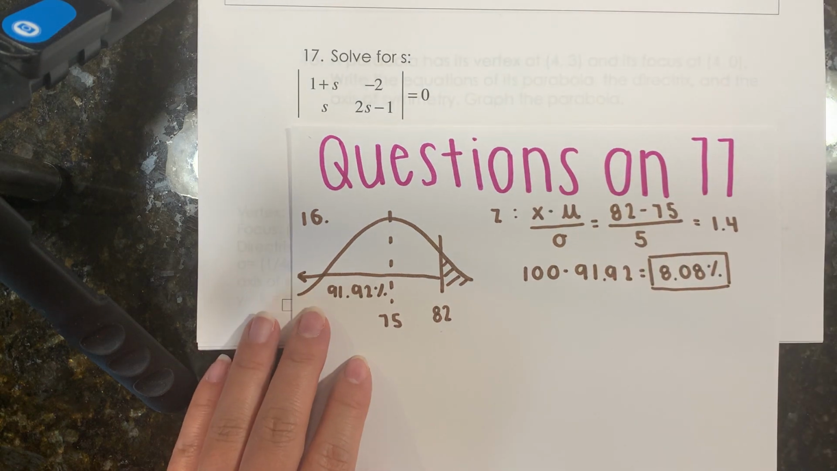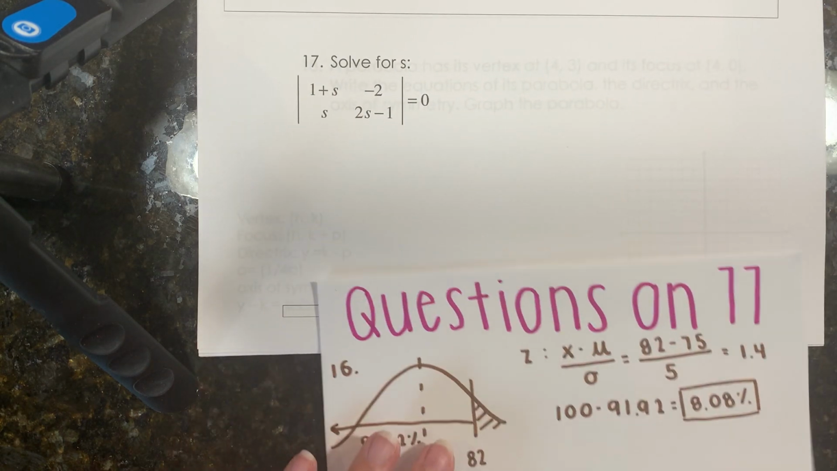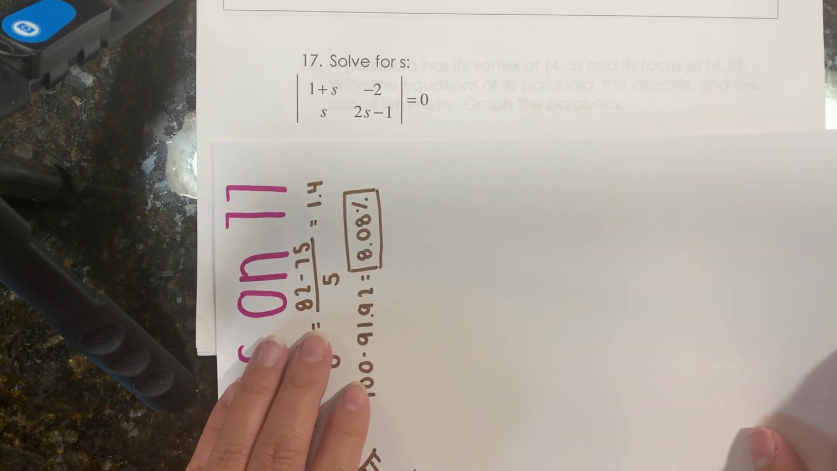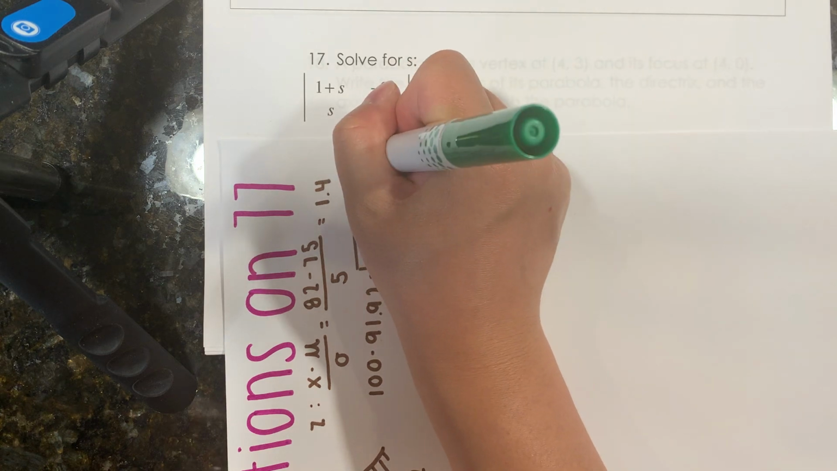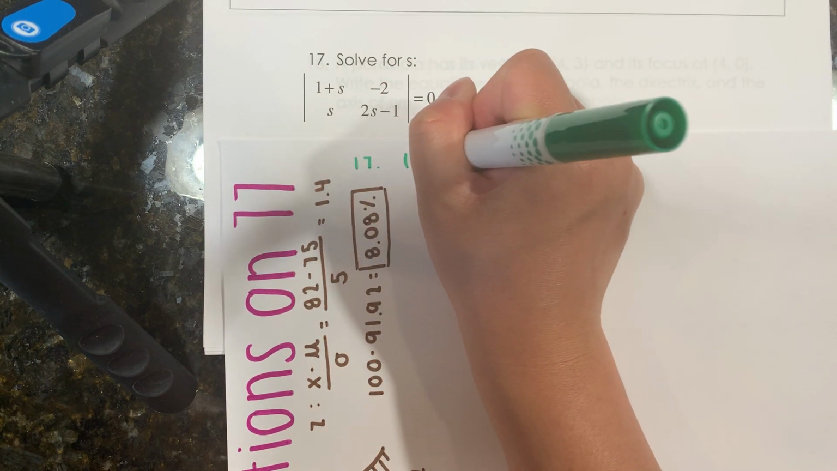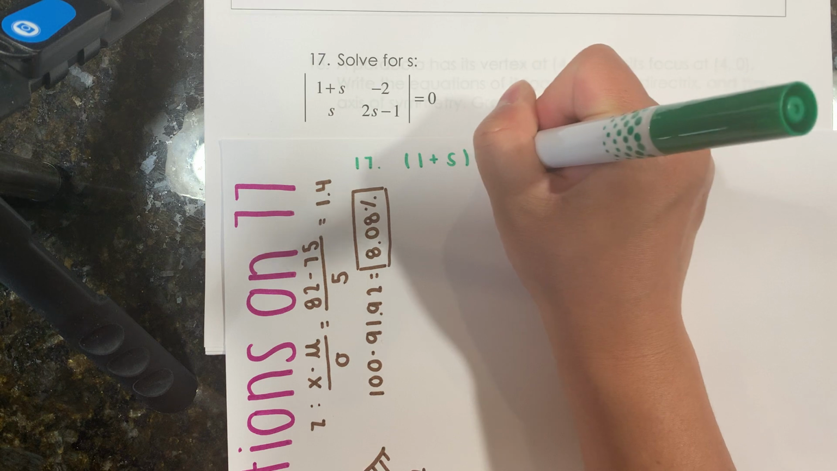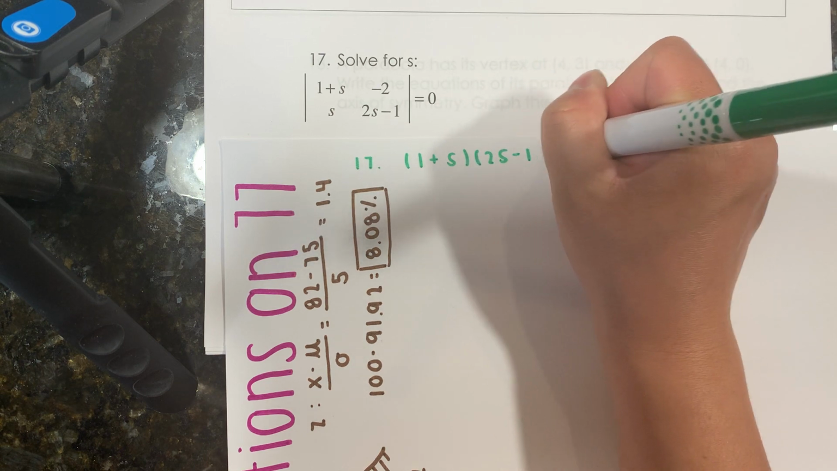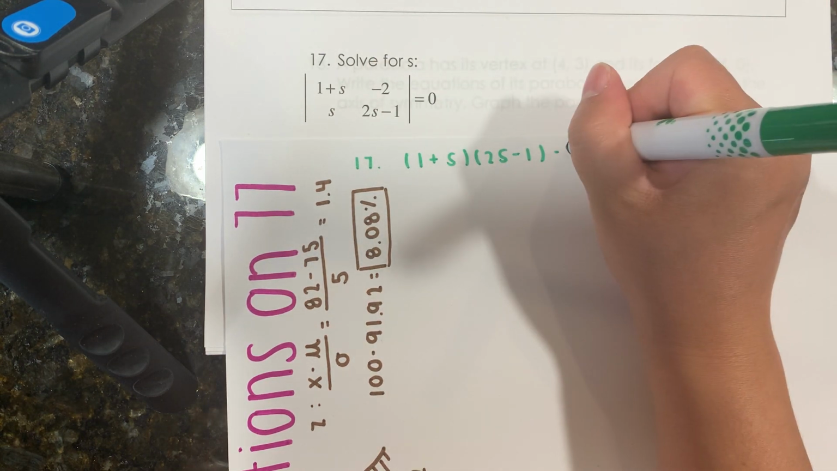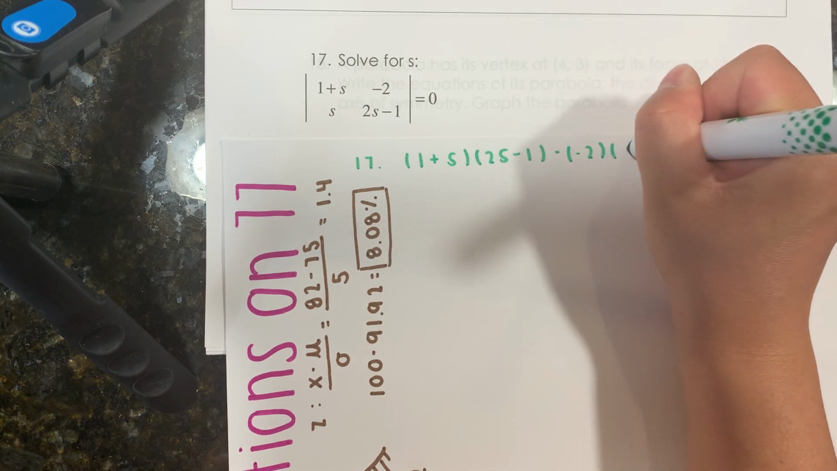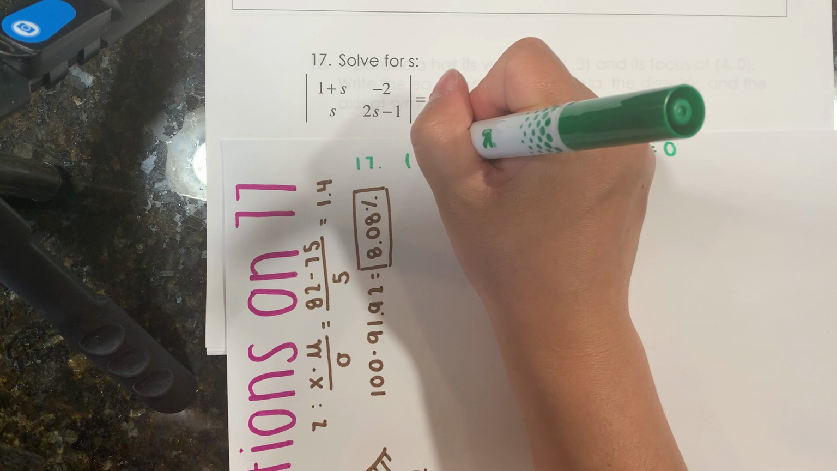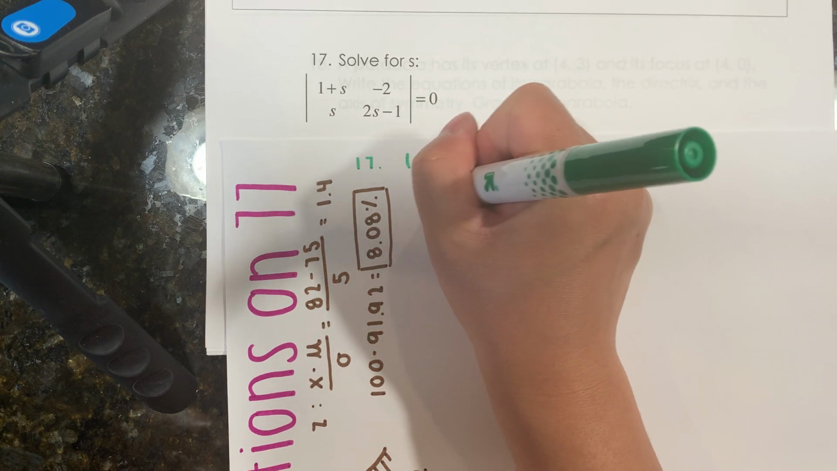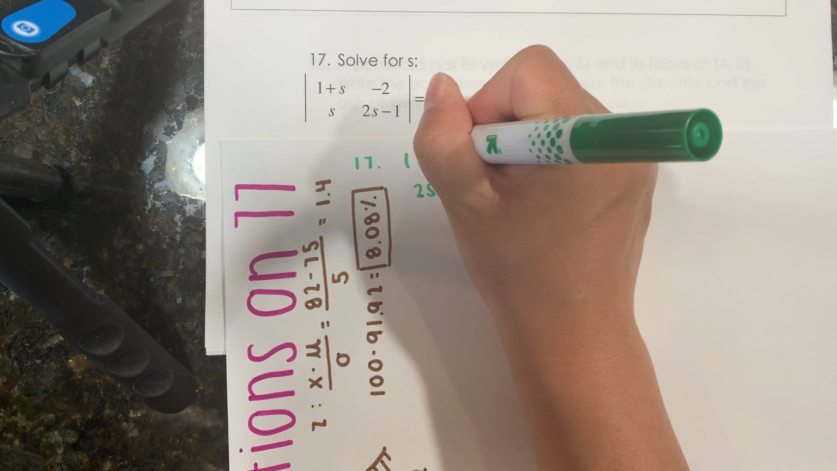Now moving on to number 17, we just need to evaluate and solve for S. To evaluate a matrix determinant, you start in the top left and multiply by bottom right. So I'm going to be multiplying 1 plus S times 2S minus 1, minus top right, which is negative 2, times bottom right, which is S. Now I'm going to distribute this. So I have 2S minus 1.